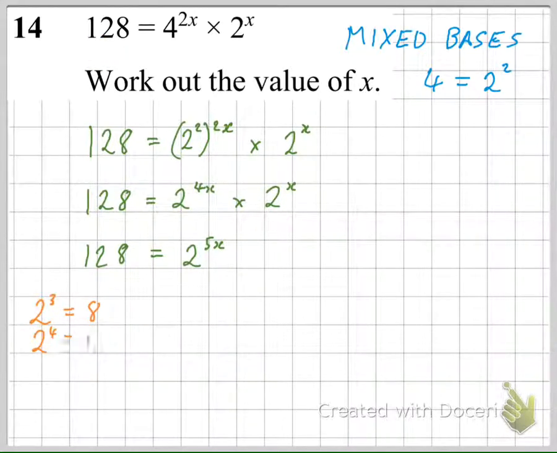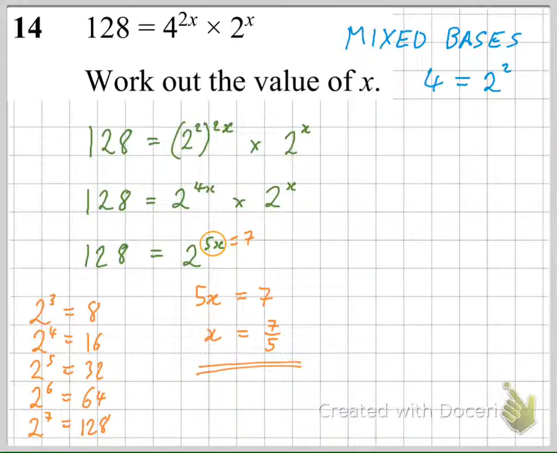Well, you might have to write out a few to work out what power of 2 it is until you get to it. Aha, there it is. It's the 7th power of 2. So 2 to the power 7 is 128. But also, look, 2 to the power 5x is 128. So that 5x we've just worked out must be a 7. That 5x is a 7. So 5x equals 7, and therefore x equals 7/5.